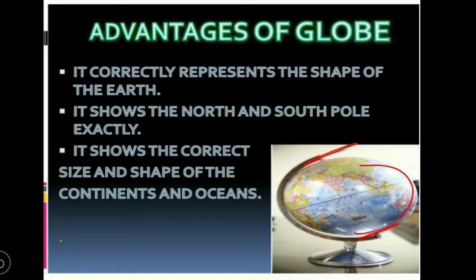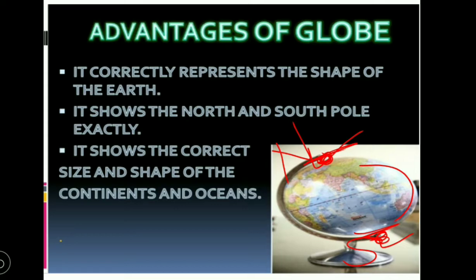And it shows the north and south pole. This is the north pole and this downside is the south pole. So always the north shows the north direction and south shows the south direction. Pole means the measuring point in the upper and the downside.